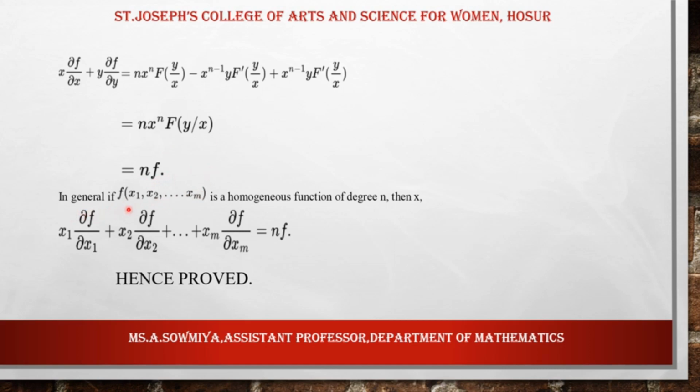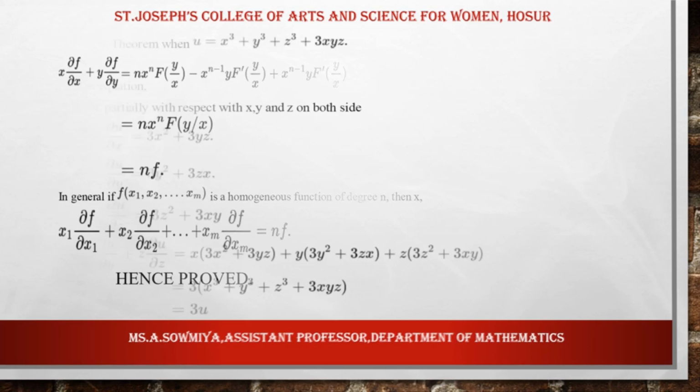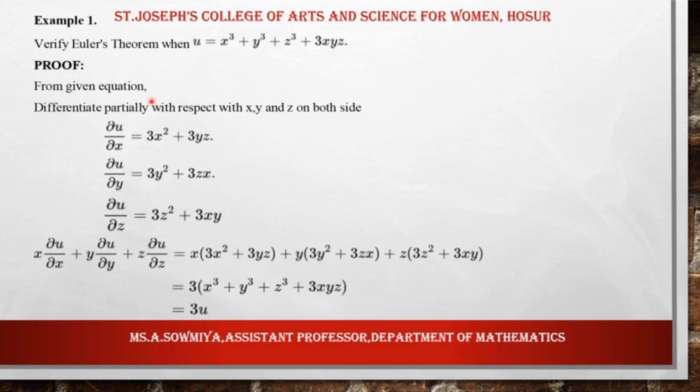In general, if f of x1, x2, etc. xm is a homogeneous function of degree n, then x1 into dou f by dou x1 plus x2 into dou f by dou x2 plus etc. plus xm into dou f by dou xm equals nf. Hence, we prove the theorem. Let's see an example for Euler's theorem.